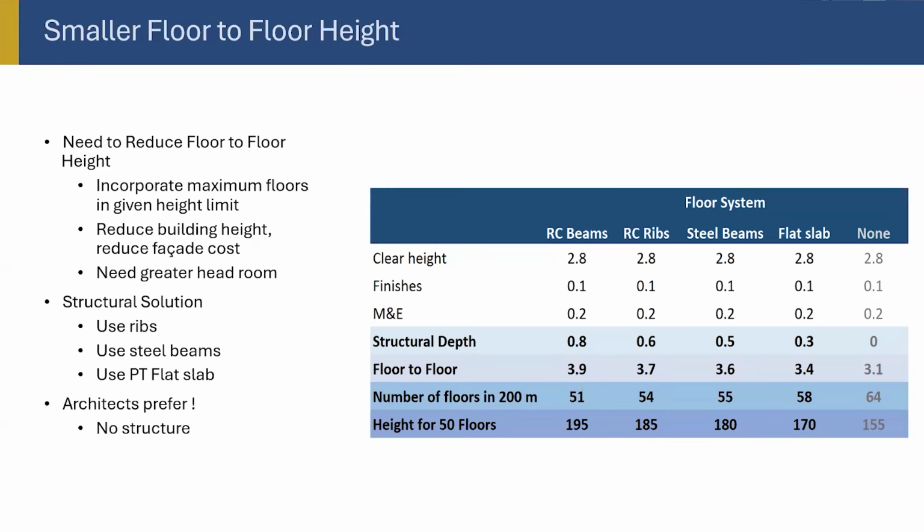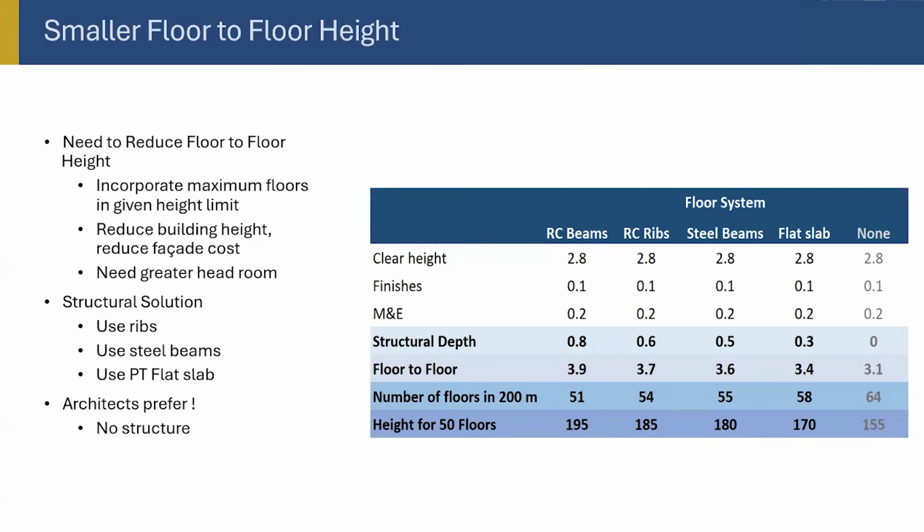So if 200 meters is the limit, then they can make about 51 floors with a total height of 195. If you use RC ribs, you can add 3 more floors. If you use flat slab with steel beams, you can add 4 more floors. If you use flat slab, you add 7 more floors.